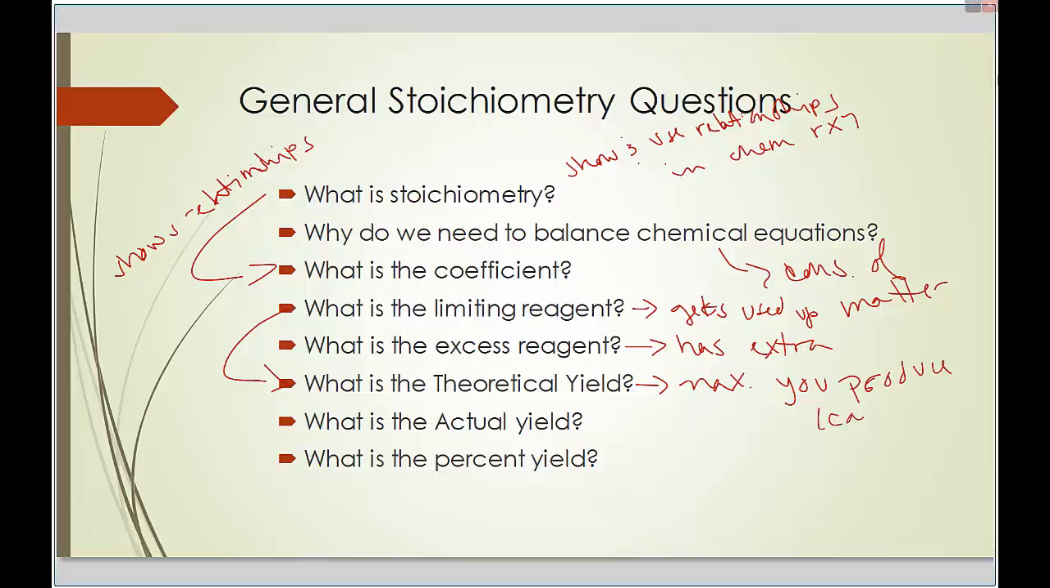Whereas the actual yield you don't calculate. That's if you went into the lab and you did a chemical reaction, and the amount that you weigh at the very, very end of the product, that's your actual yield. That's what you actually got produced. And then the percent yield is the comparison between that theoretical and actual. So it's the actual divided by the theoretical times 100.